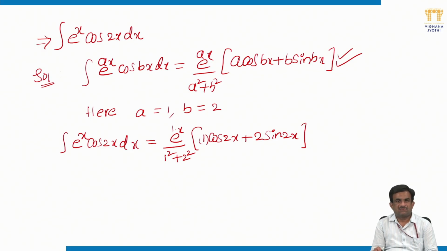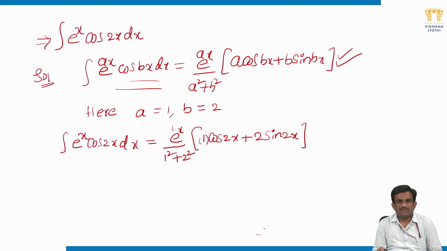Not only this, to evaluate integration of e power 2x into cos 3x, or integration of e power minus x into cos 5x dx, you can use this standard formula. You simply compare the a and b values and substitute. These types of integral evaluations are very important, not just for a single integral, but in many engineering mathematics concepts where these integrals arise. So this is the evaluation of the indefinite integral.